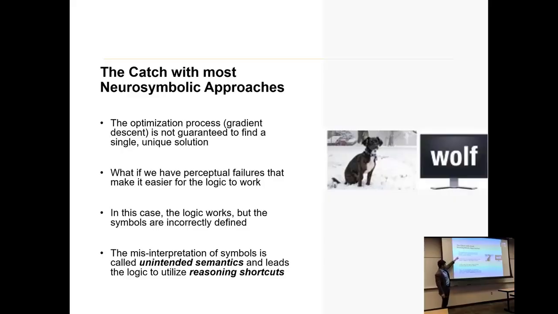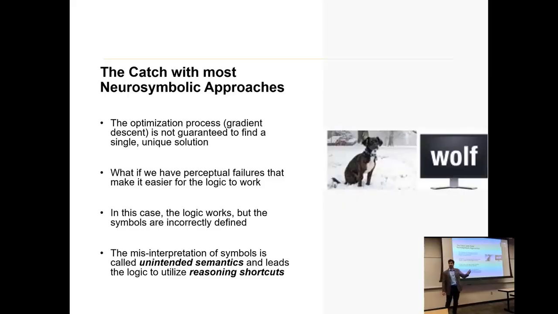So what if we have perceptual failures that make it easier for the logic to work? So we confuse two different things. If we confuse all dogs with wolves, for example, and all we care about is something at a higher-level concept, maybe the system can get away with that. So what you have is functioning logic, minimized loss, but the reasoning behind it is all screwed up because I defined everything wrong.